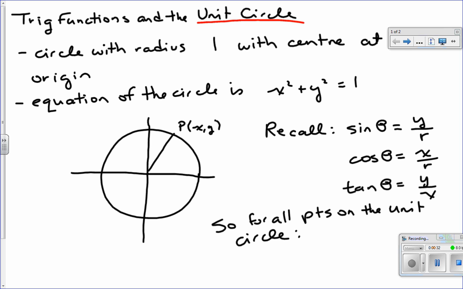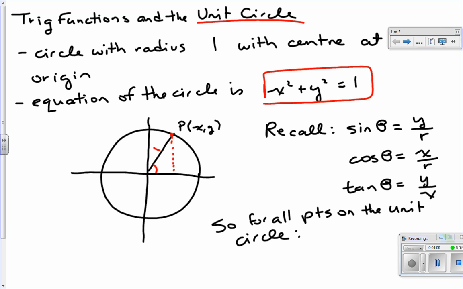And if you recall from our work on circles, the equation of a circle with radius 1 centered at the origin would be given by x squared plus y squared equals 1. Remember, the equation was x squared plus y squared equals r squared, where r is the radius. So like in the previous lesson, I'm going to think of P, any point, but now that point rests right on the unit circle, so it's exactly 1 unit from the origin.